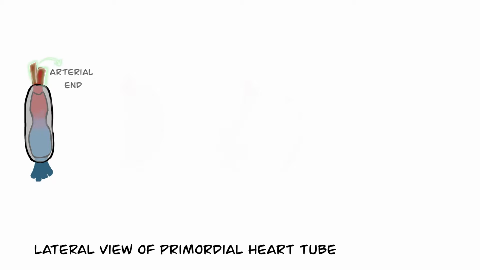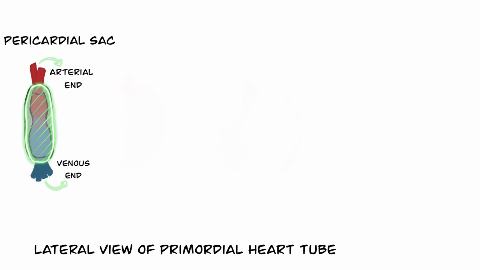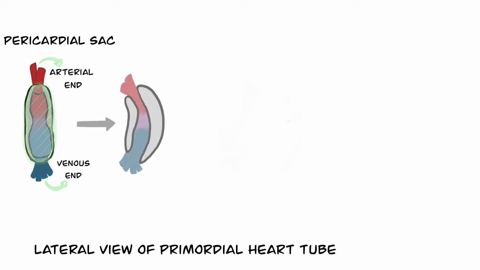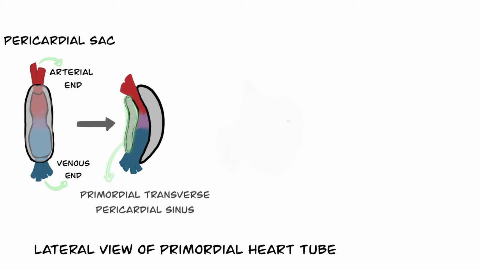Here are the arterial and venous ends of the heart inside the pericardial sac. The primordial heart tube starts to invaginate the double-layered pericardial sac. The primordial heart tube creates a U-shaped form ventrally and brings the primordial arterial and venous ends together. This creates the primordial transverse sinus between them.